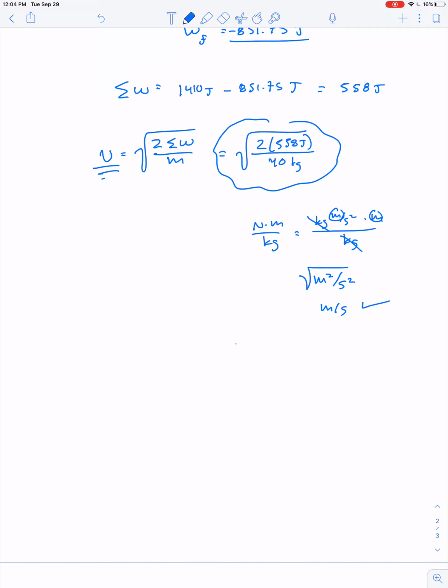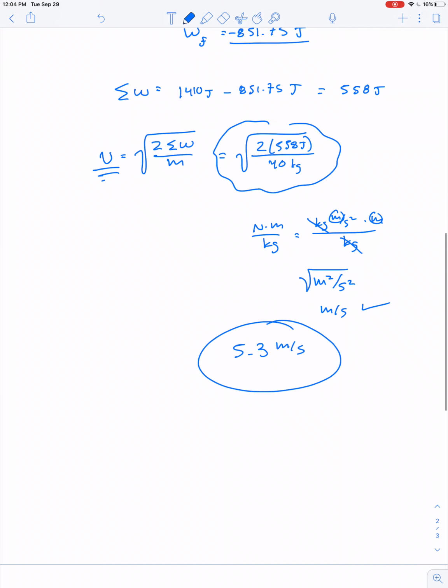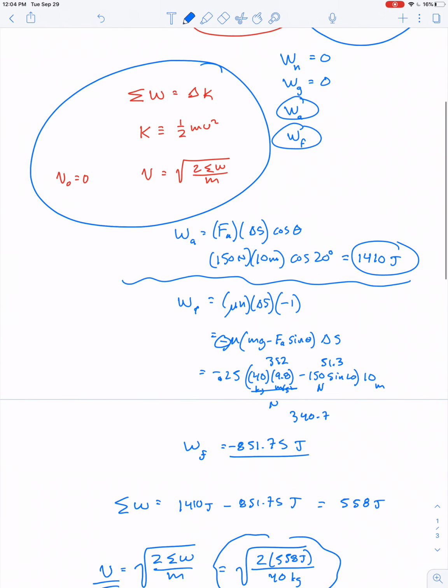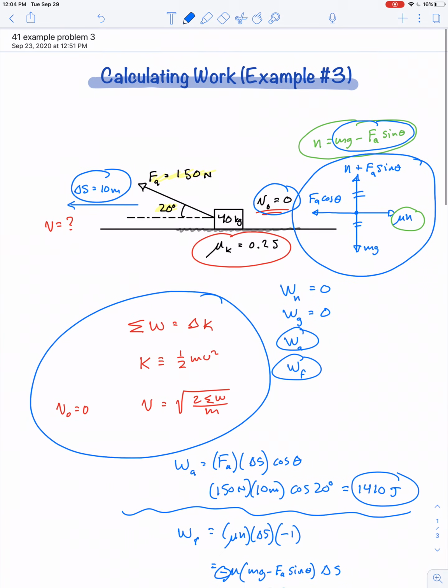So when I work it out, I get about 5.3 meters per second as my final answer. So there's just one example of how we can apply the work kinetic energy theorem to problems involving force and displacement and work.